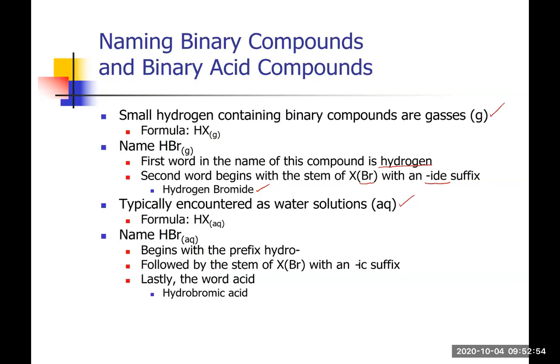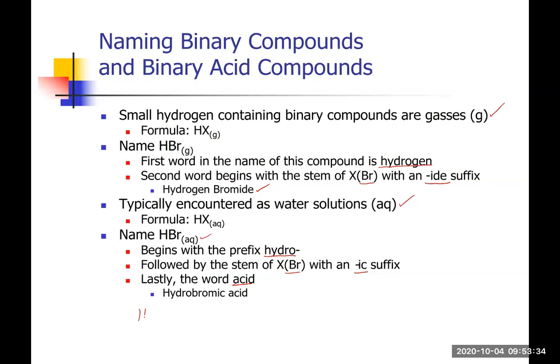So if we name HBr with a subscript aq following it, we don't give the full name of hydrogen now. This begins with the prefix hydro, and then that's followed by the stem of X, and again in this case X is bromine, so the stem would be brom. And then we replace the -ine suffix with an -ic suffix, and lastly we add the word acid. So HBr aqueous is hydrobromic acid.